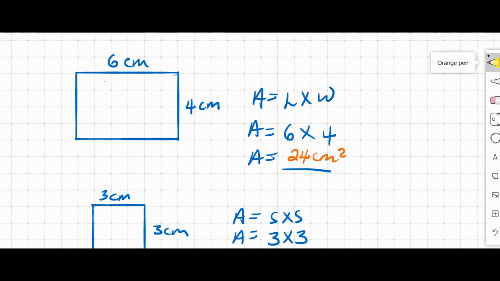Let's see if this is true. So remember that area would be the what? That amount of square units that are inside the given shape. So 1, 2, 3, 4, 5, 6, 7, 8, 9, 10, 11, 12, 13, 14, 15, 16, 17, 18, 19, 20, 21, 22, 23, 24. Because this is exactly 6 units this way and 4 units this way. So we get 24 centimeters squared.